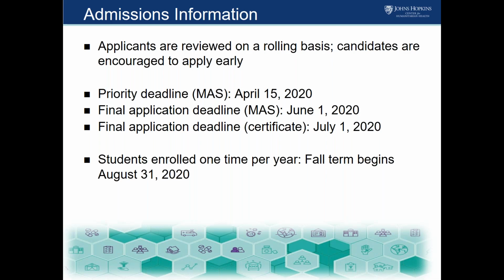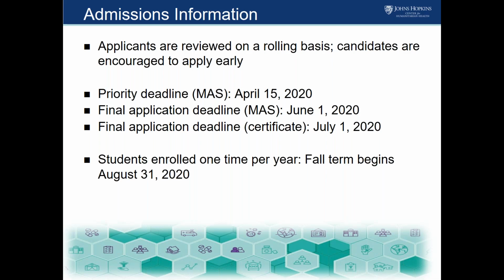Applications are now open for our priority deadline for our master's program, which is April 15th, 2020. Our final deadline for the master's programs is June 1st, 2020. And our certificate final application deadline is July 1st, 2020.